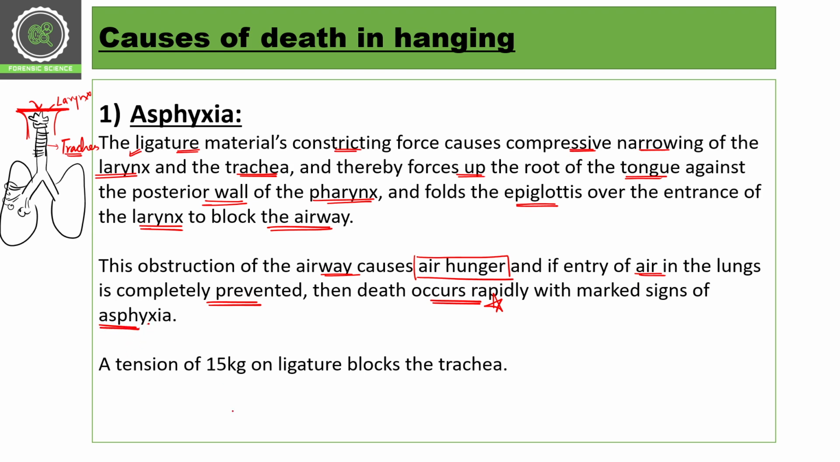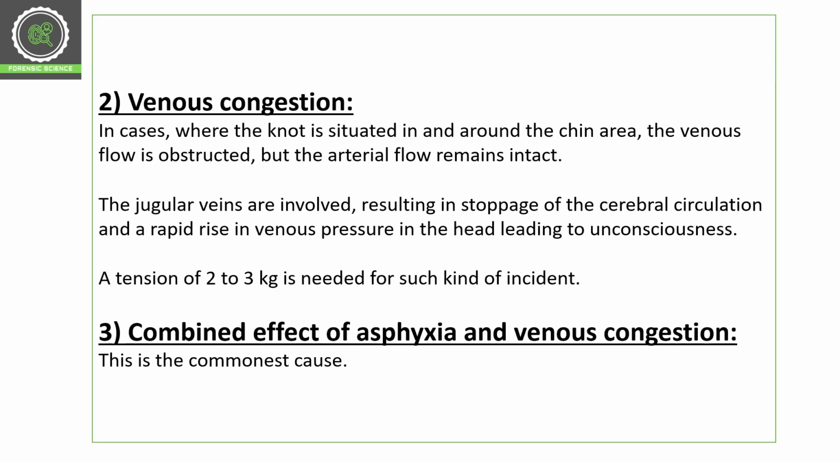And it will create signs of asphyxia. What is the ideal weight for hanging? The ideal tension is 15 kg. If the pressure is around 15 kg, the ligature will block the trachea and the air passage will be blocked completely, and soon it will be followed by rapid death.